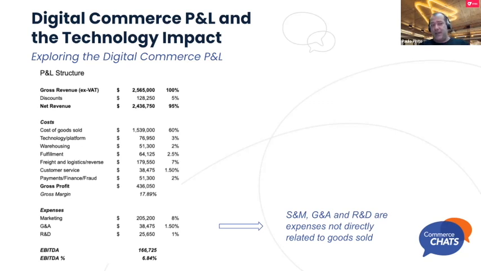Then you have the G&A, the general and administrative. So it's all your back office support people like your finance guys or people team and so on. And then you have your R&D, research and development, that is basically how much you're investing in the new stuff you're bringing into the digital commerce platform.